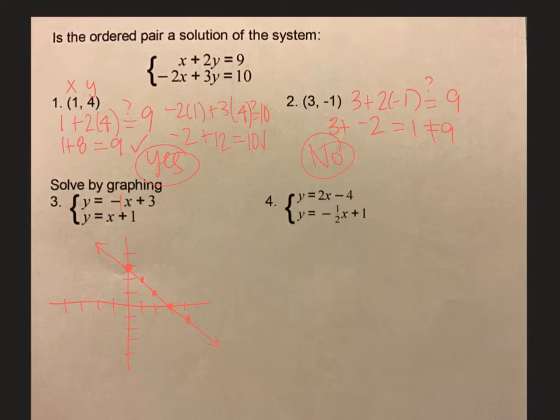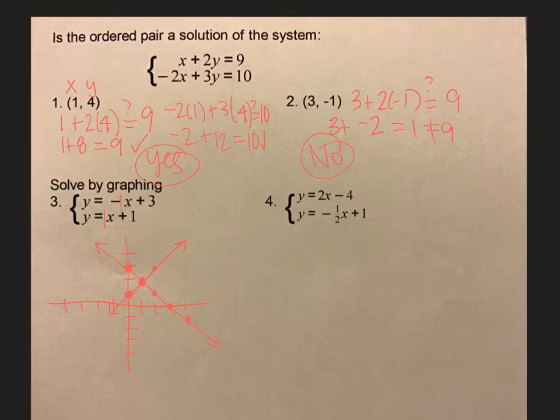And then my second equation, y equals x plus 1. I'm going to start up at positive 1. My slope is just 1. So I'm going to go up 1 over 1. It really doesn't matter how many points you include. As long as you have that point where they intersect, you're going to be good.